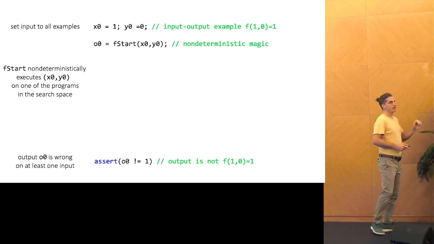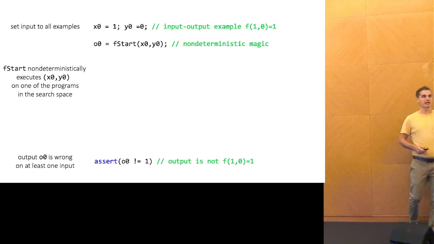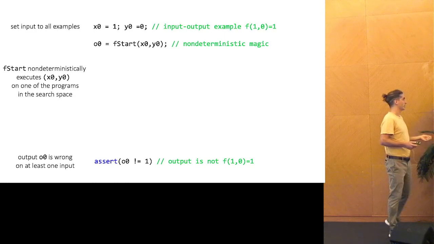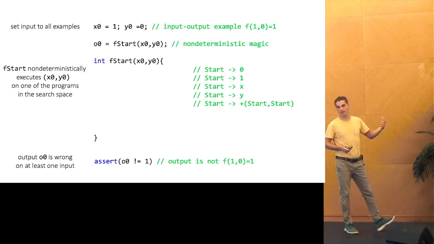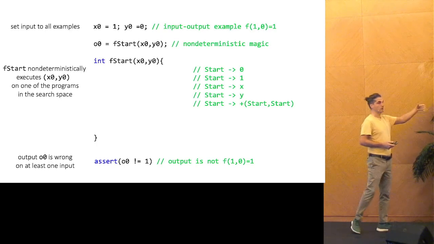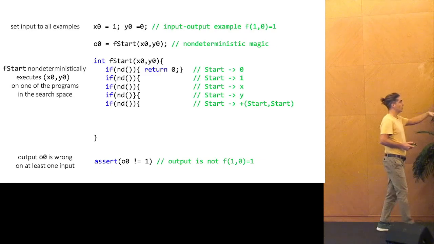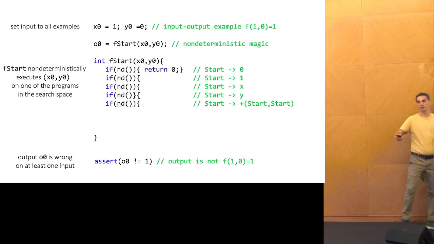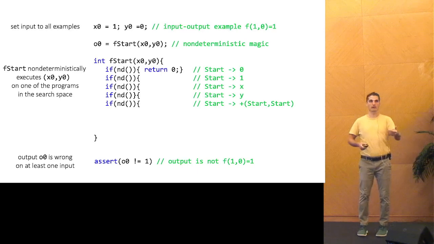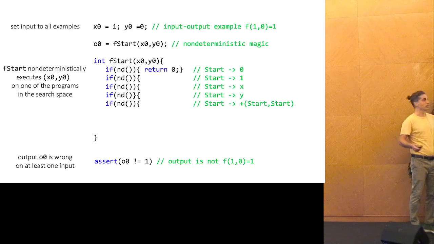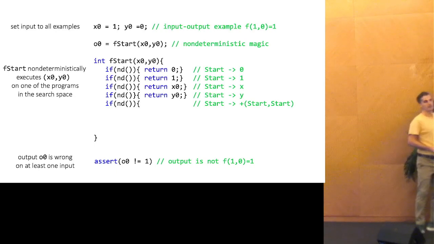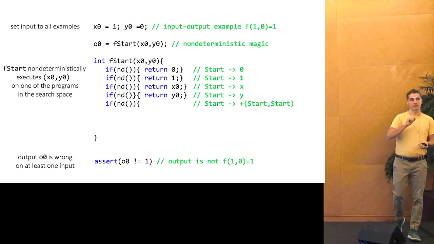So how do I build a program that non-deterministically runs all the possible programs in my search space? Well, basically, I'm going to mimic the grammar that is given to me. So I have this grammar of the programs that I'm trying to run. I'm going to non-deterministically pick a production each time and run the corresponding program. So if I'm running the program 0, all I have to do is return 0. If I'm running the program x, I need to return the x component of my example.